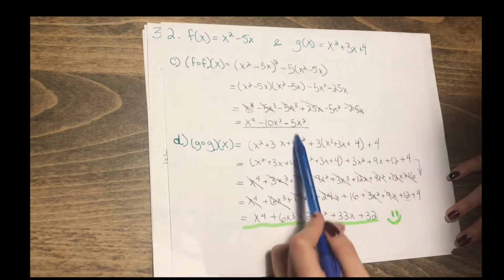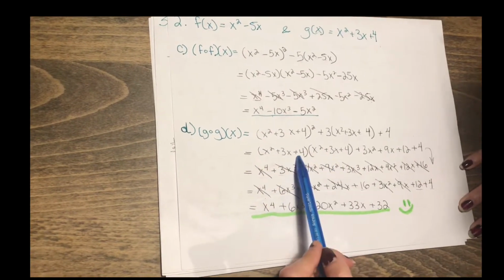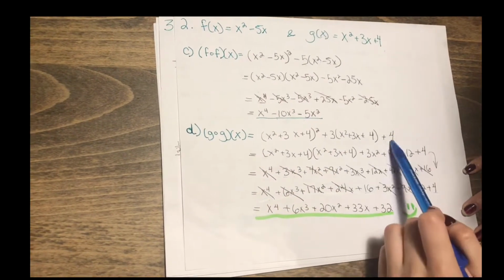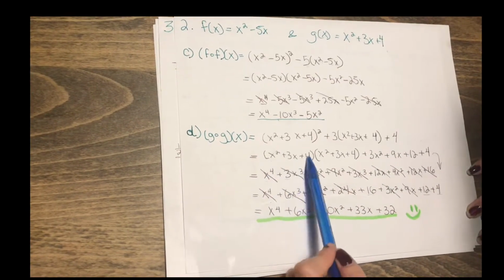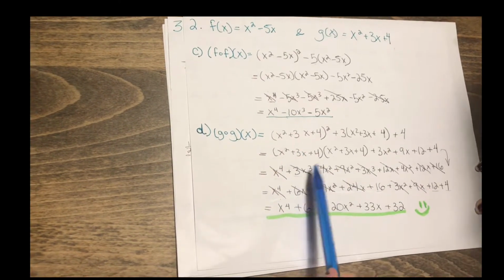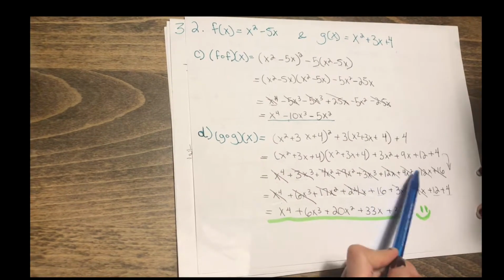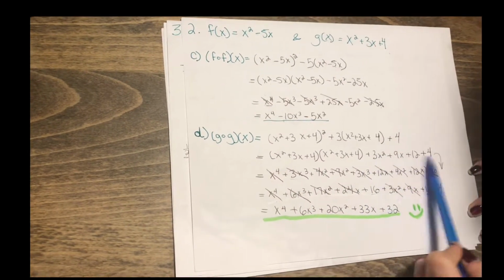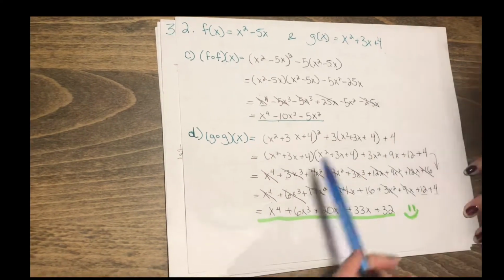That equation is going to be to the second power. It's going to be x squared plus 3x plus 4 squared, and then distribute the 3, and then bring down the 4. Now we're going to be multiplying x squared plus 3x plus 4 by itself. And in order to not cram everything up, you're just going to keep the other half on the top and combine the like terms.